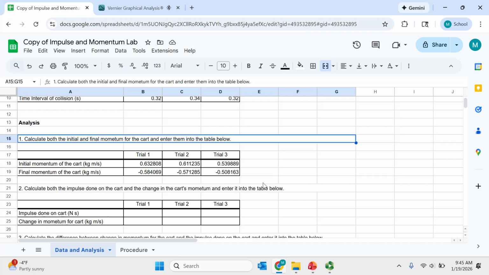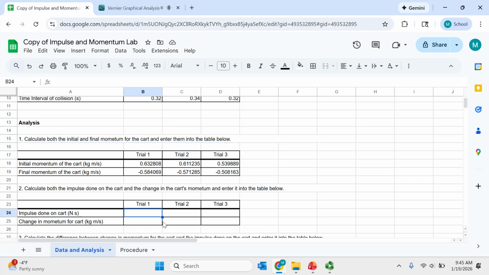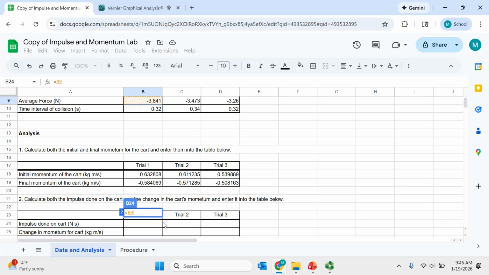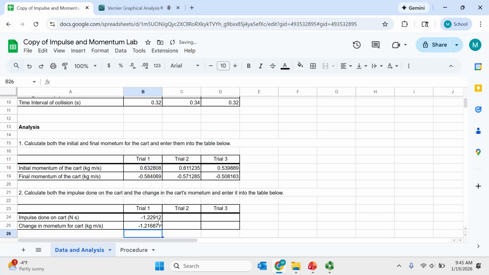The second step wants me to figure out impulse. Well, remember what impulse is: average force multiplied by the time. There we go. And change in momentum, well, that would just be final momentum minus initial momentum. So there we go.